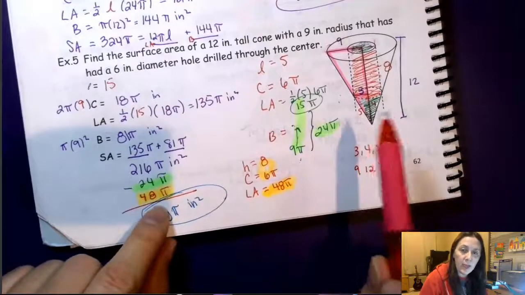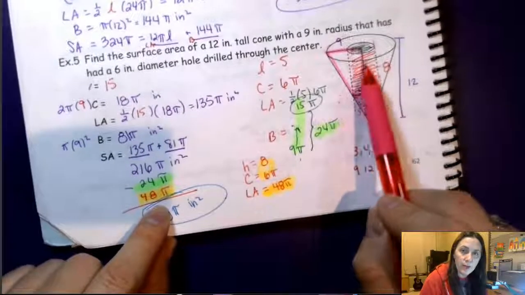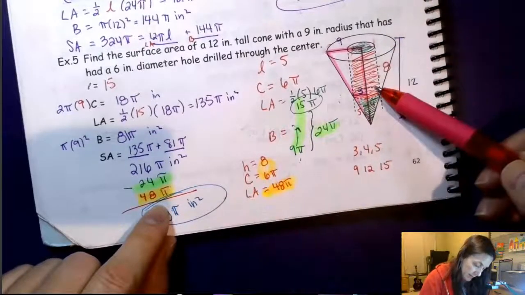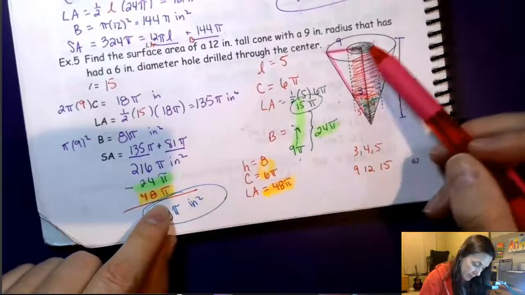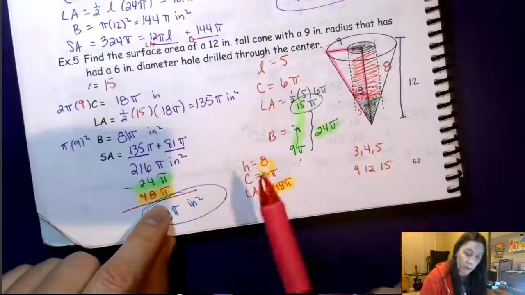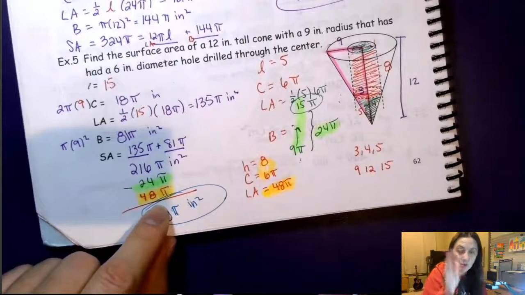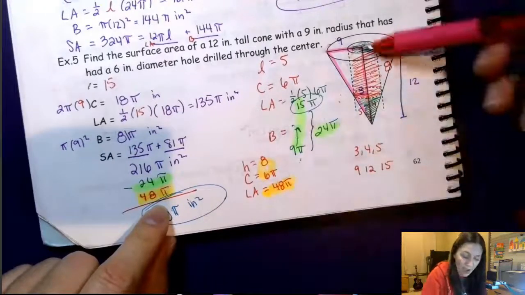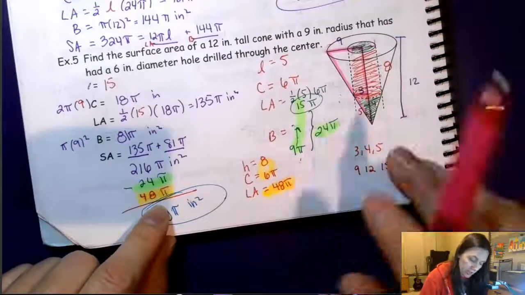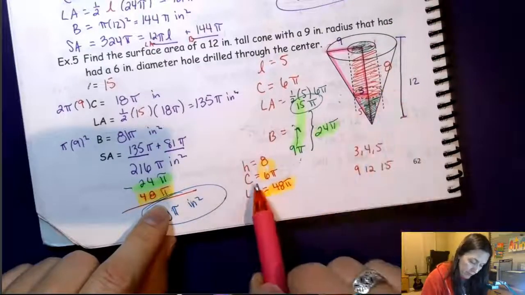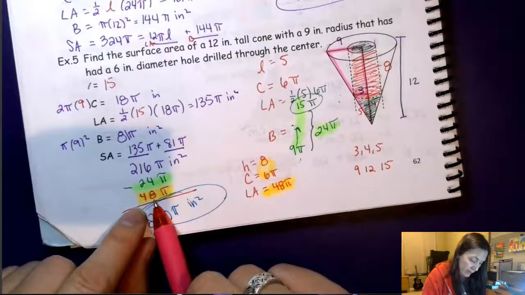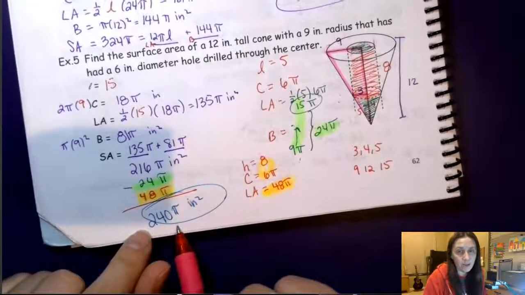Now I do want to add in this red edge of the cylinder. So that's going to be the height is 8, circumference is 6 pi, lateral area is 48 pi. Now, when you're adding the surface area of the cylinder, you're not adding the bases this time because the bases are open. So you just need that lateral area, which is height times circumference, 48 pi. So I'm going to add that in and get 240 pi inches squared.